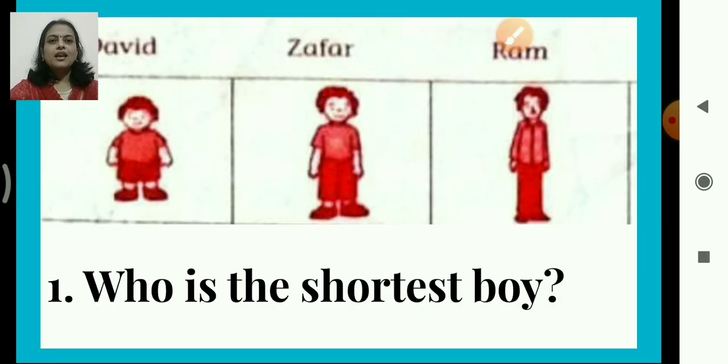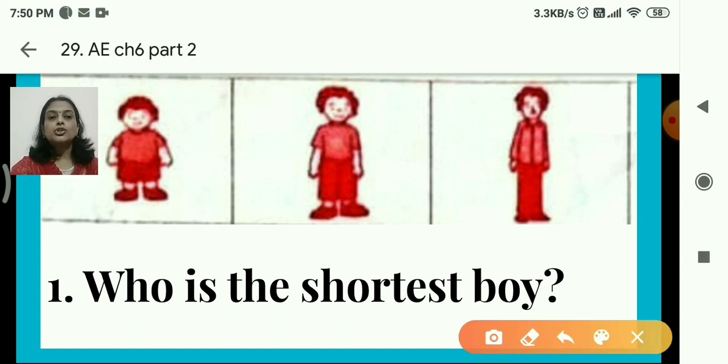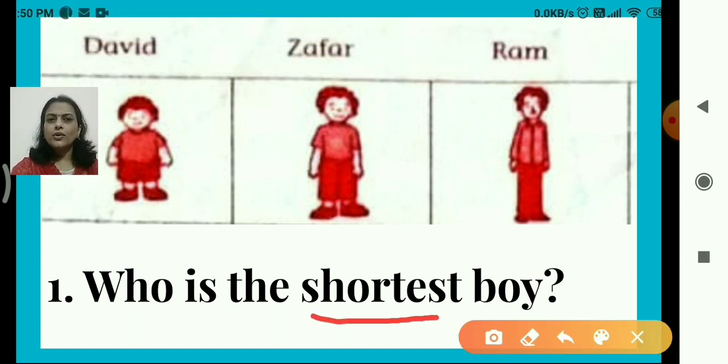Fine. Now here you can see 3 boys again. David, Zafar and Ram. Now the question is, who is the shortest boy? Now here you can see which word is used? Shortest, right? Now can you tell me which degree it is? Yes, it is an adjective, right? But which degree of comparison is used here?